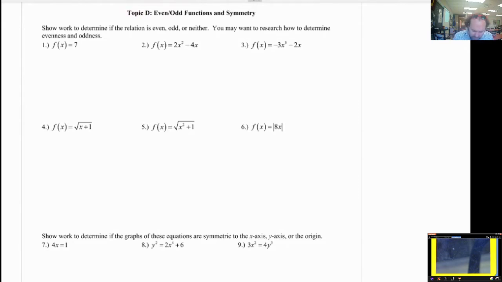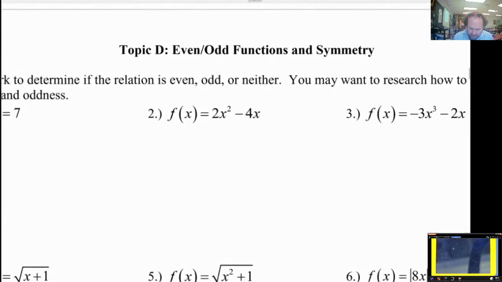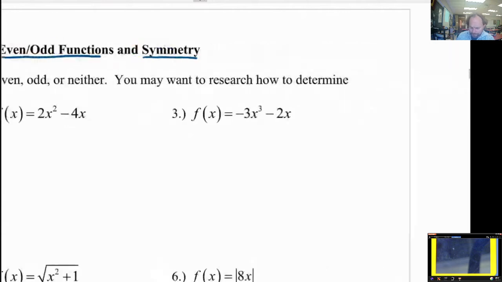And topic D is even and odd functions and symmetry. Now this is a topic that is probably the one in this packet that is going to be the most new. It's the kind of thing that, honestly, if you don't know it at all, you're probably still going to be fine in the class. But oftentimes, recognizing that a function has symmetry or is even or odd can really help you take shortcuts or think about different problems in different ways. So it's worth doing this lesson right now just to get a reminder on what these things are.